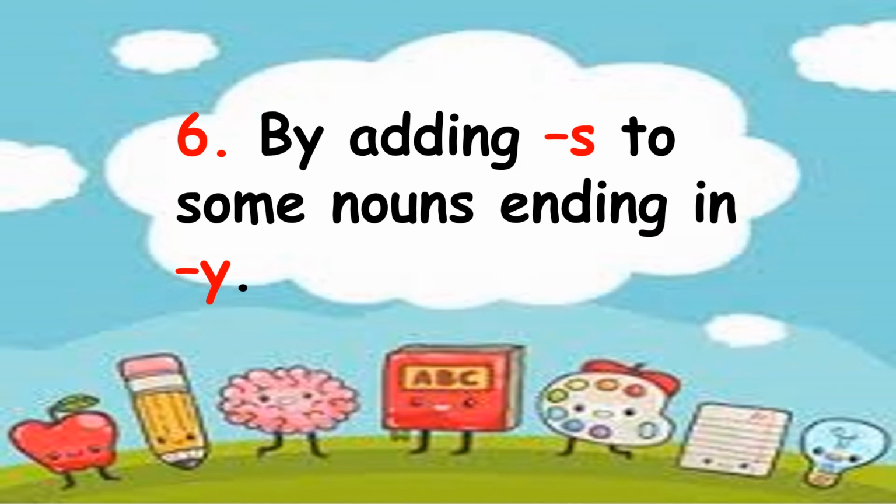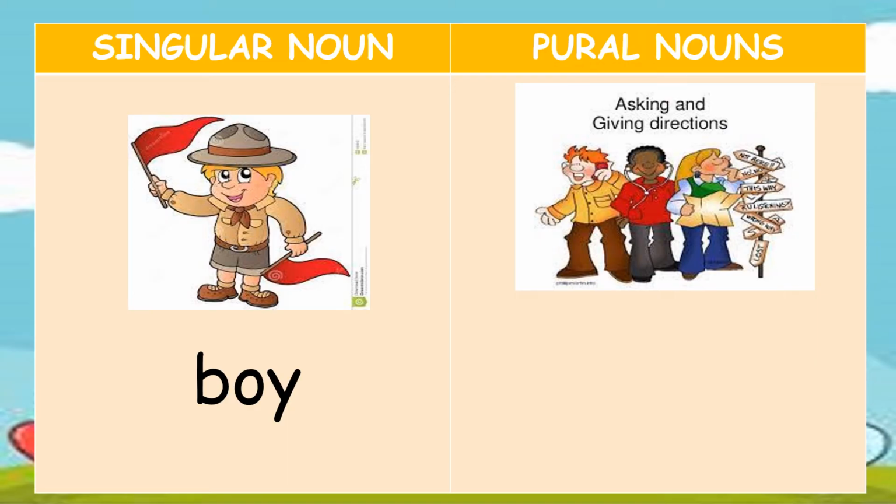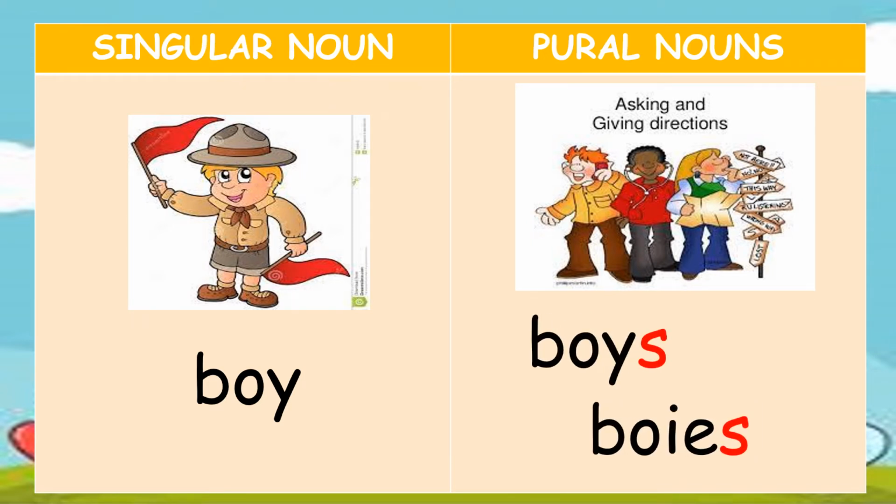Number 6 is by adding S to some nouns ending in Y, which means not all nouns ending in Y you change to IES. There are nouns ending in Y, you just add the letter S. But how will you know whether you add S or you change Y to IES? Well, listen and learn. The word boy ends with letter Y. So what is the plural? Is it boys with the letter S? Or you change Y to IES?